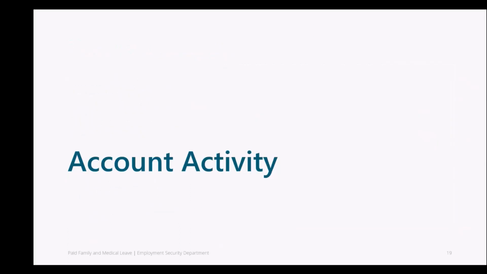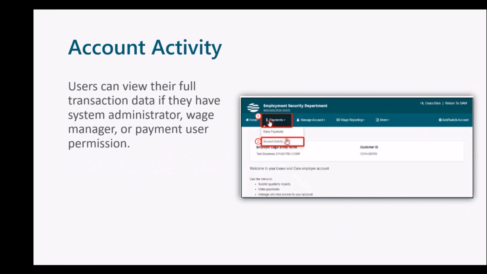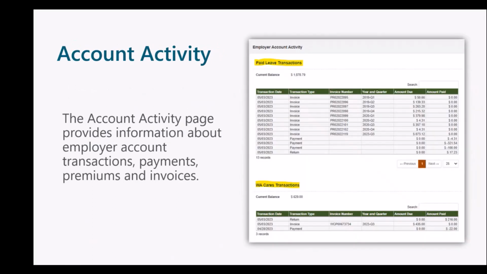Account activity. To view transaction activity, go to Payments, then go to Account Activity. To view full transaction data, employers must have system administrator, wage manager, or payment user permission in their paid leave account. Users with full transaction data permission will be able to view payments, invoices, returns, and refunds for both paid leave and WACARES.